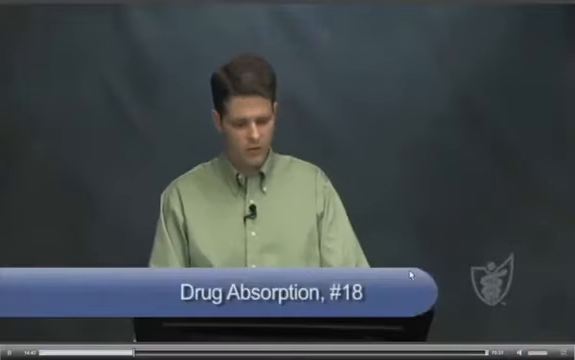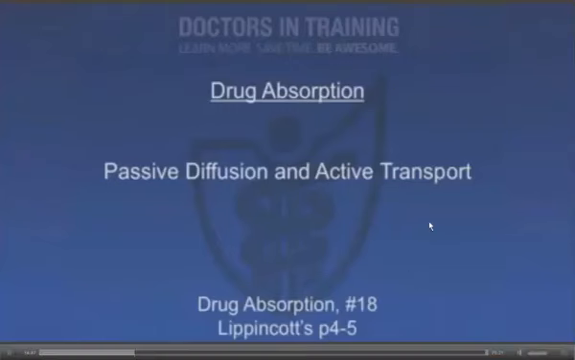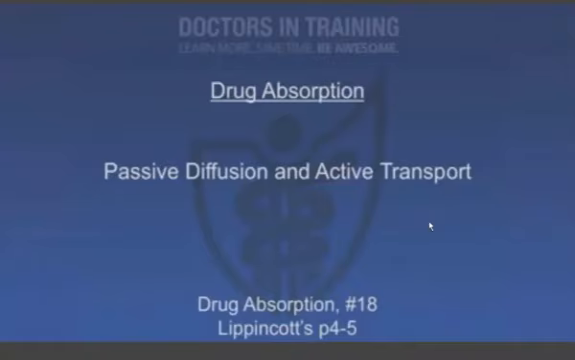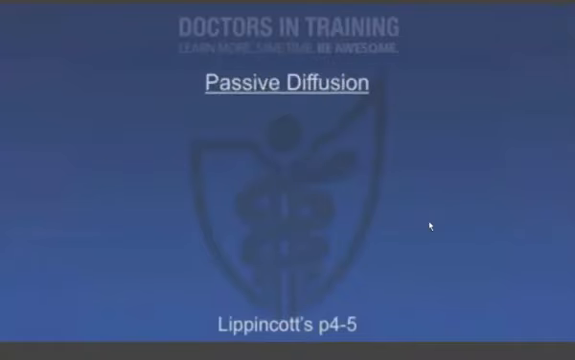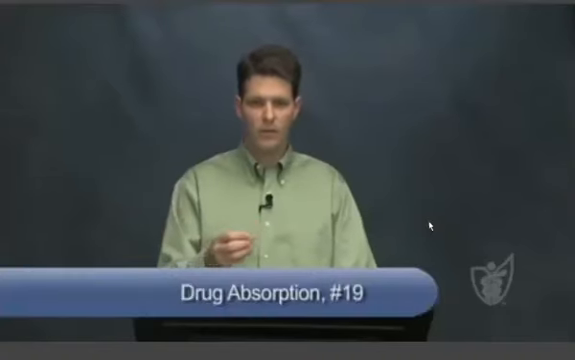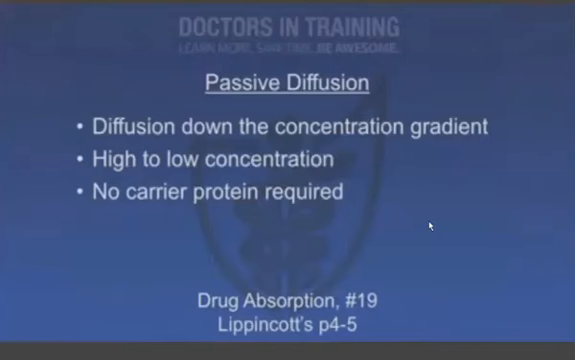So we need to talk about how these drugs get out of the GI tract. How are these drugs transported out of the GI tract? And the two main ways are passive diffusion and active transport. So in passive diffusion, or passive absorption, the drug is passing through a cell membrane down its concentration gradient, from an area of high concentration to an area of low concentration.